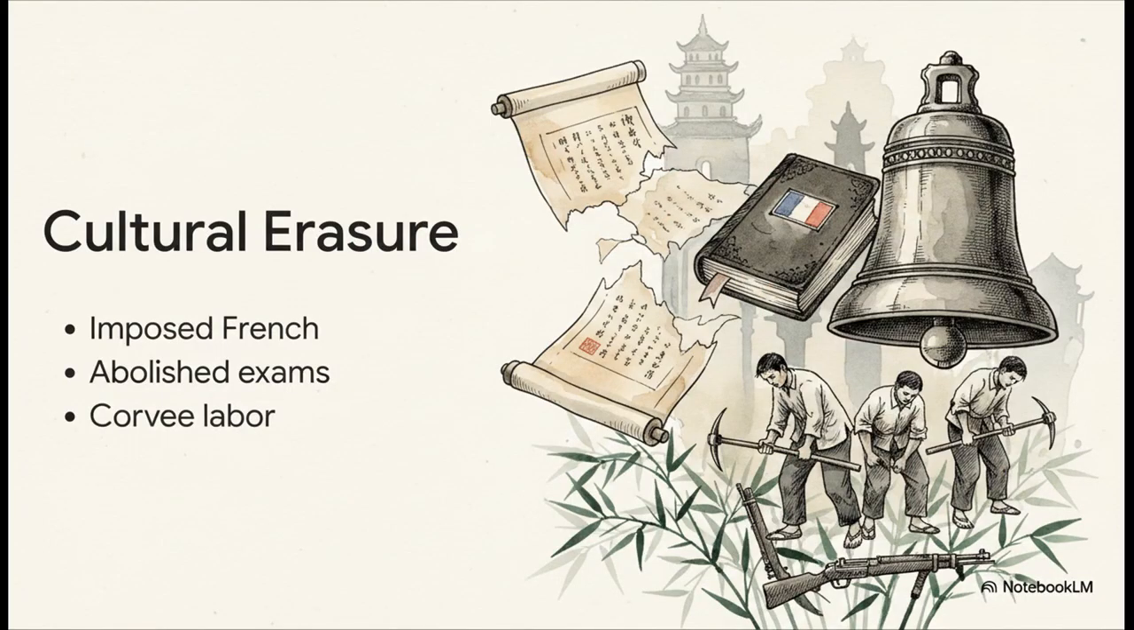But here is a major difference. Where the British were mostly obsessed with commerce and keeping the ledgers balanced, the French went all in on an ideological, civilizing mission. They actively engaged in cultural erasure. We're talking aggressively imposing the French language in schools, entirely abolishing the traditional Confucian exam systems, throwing massive state support behind Catholic missions, and enforcing brutal corvée labor, basically forced labor, to build their infrastructure. Because they were so aggressive with this cultural and physical domination, they faced continuous, heavy Vietnamese armed resistance for decades.